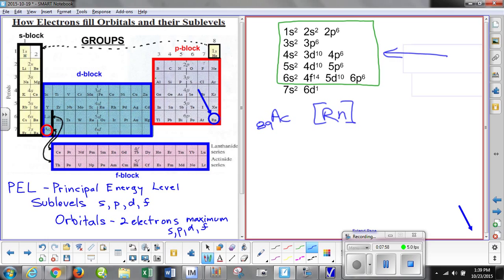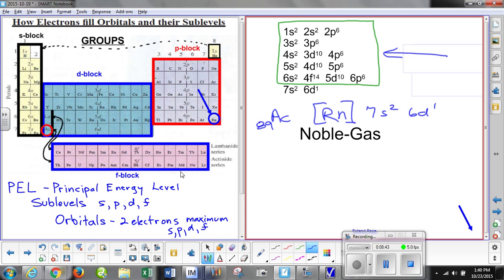Now what do we write? What's left? Yeah, this is good. 7s2 and what? 7s2 and 6d1, and we're done. That's called noble gas configuration. N-O-B-L-E, gas. And the noble gas configuration is a shortcut, isn't it? It's a way to get out of a lot of work. That's what it is. Noble gas configuration.